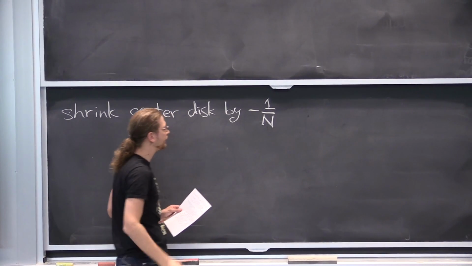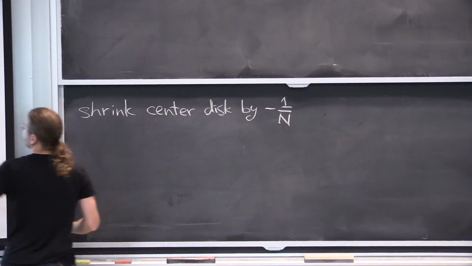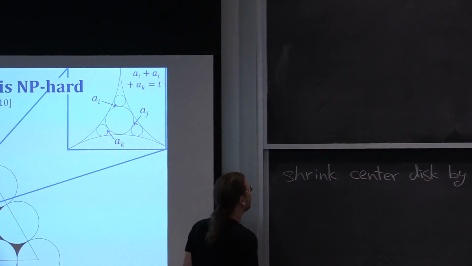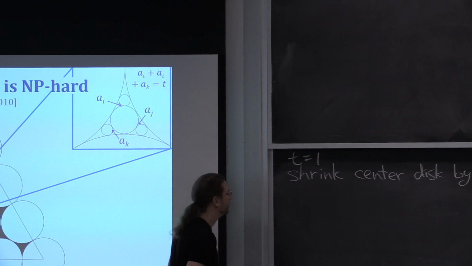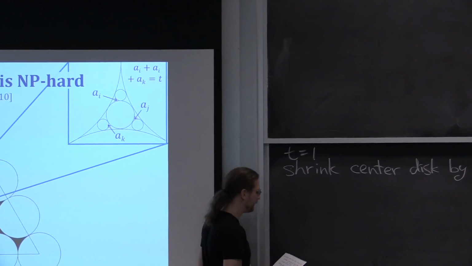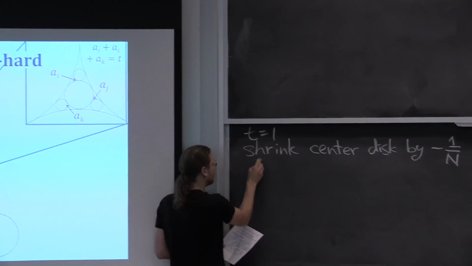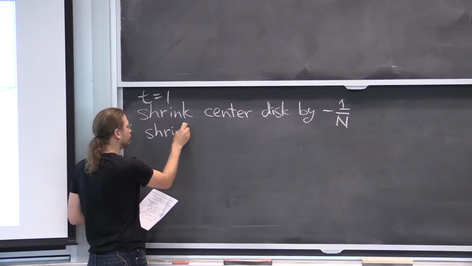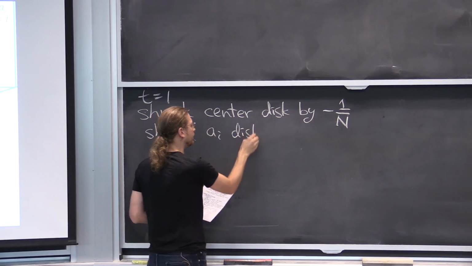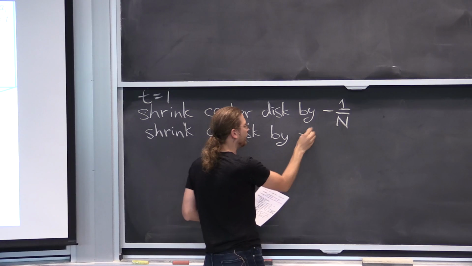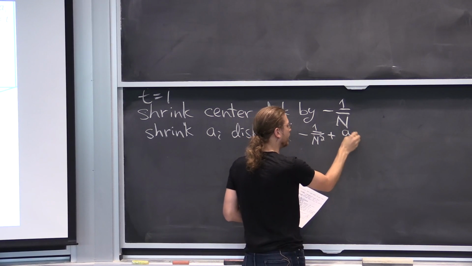So we're going to choose some big number, capital N. Maybe it's like little n to the 100, something like that. And we'll shrink the big disk by that amount. I'm going to scale everything so that T equals 1. That will simplify things a little bit. So just shrink all the values down, divide everything by T. AI is in the T. And then I think we're going to shrink the AI disk by minus 1 over n squared plus AI over n.